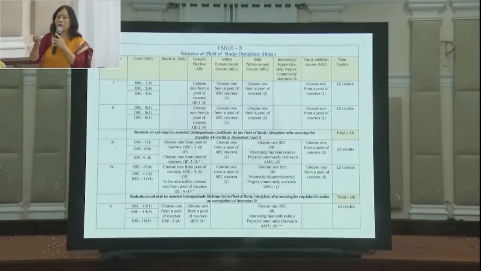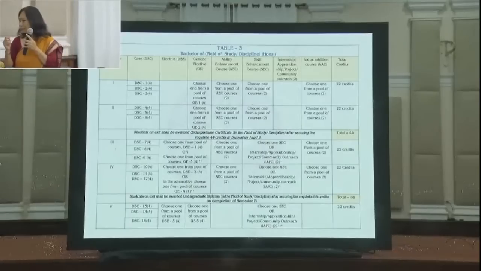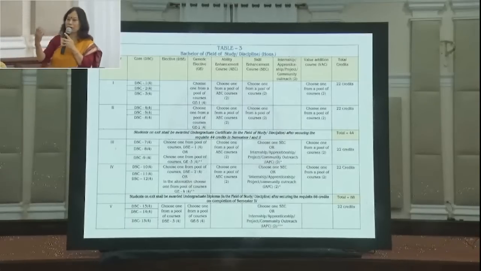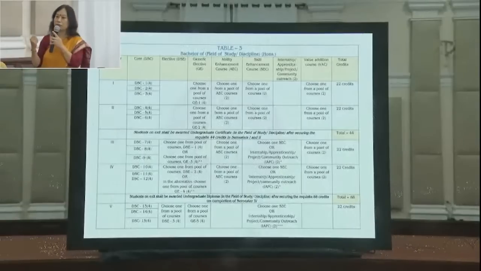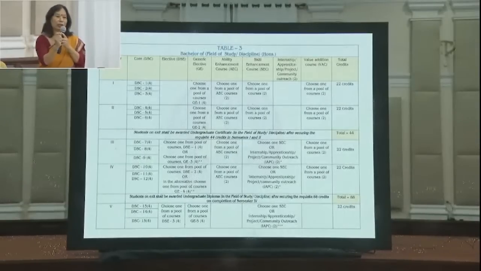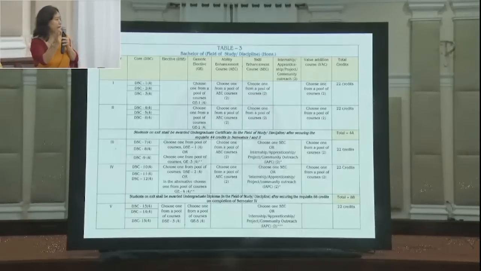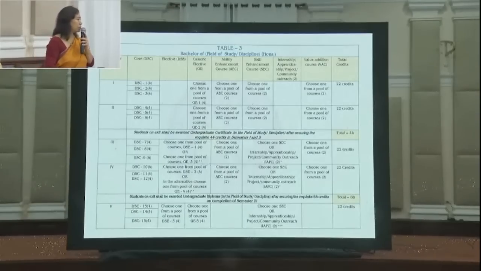Because we want the student to have diverse knowledge. So every course in the pool of skill enhancement courses or value addition courses will have certain riders to ensure that a student pursuing a particular course as a core and its allied areas should not be allowed to opt for them, so that they are able to study other courses, diversify and enhance their knowledge in those other areas.